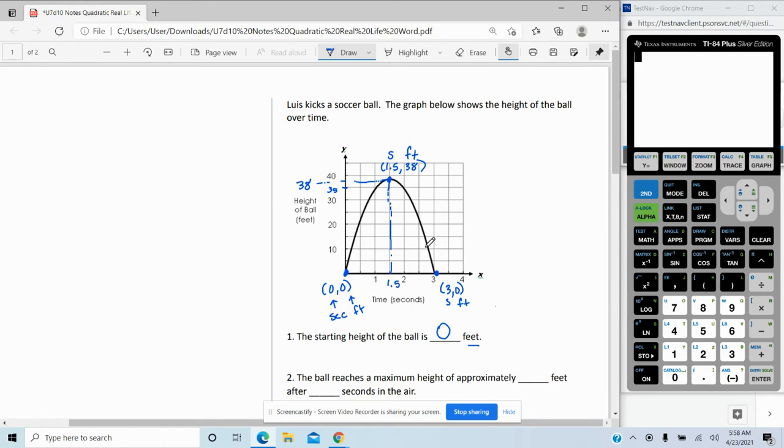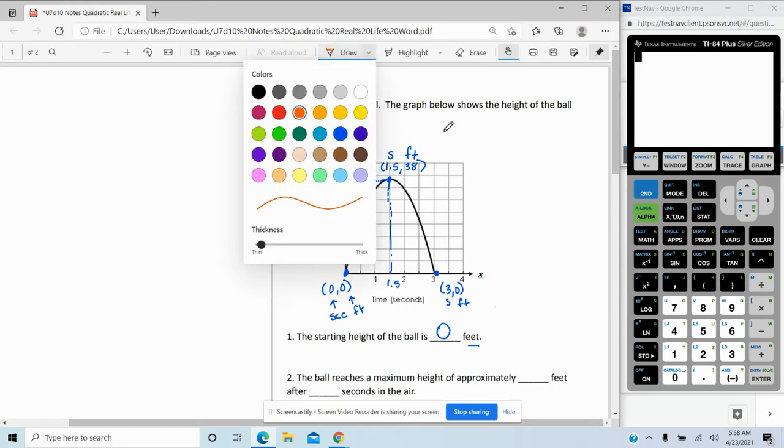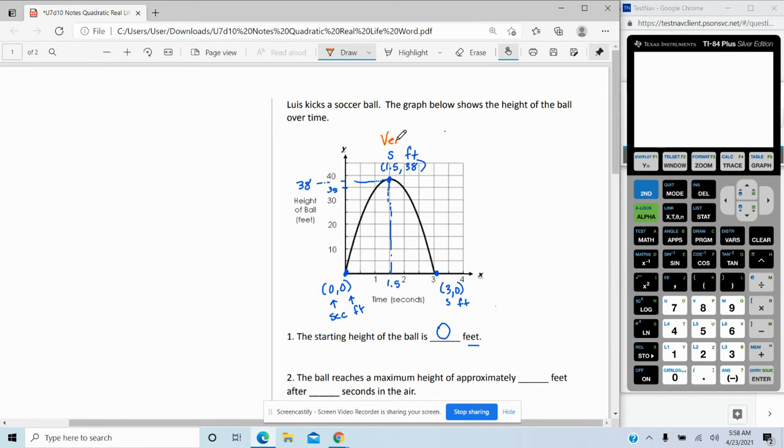The ball reaches a maximum height of approximately blank feet after blank seconds in the air. Well, if we're talking about a max or a min, we probably are referring to our vertex. So again, here we have our vertex, and this is a maximum in this situation. So feet would be 38, and it took 1.5 seconds.